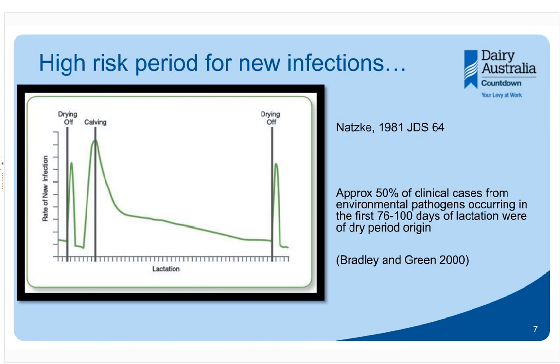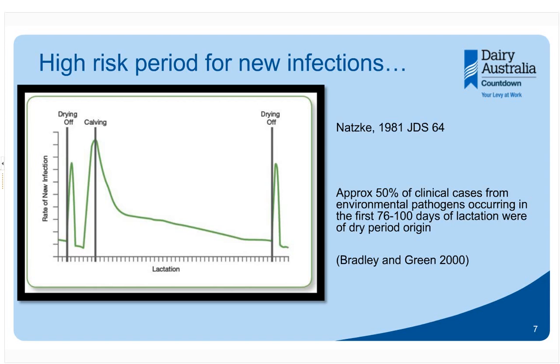This graph was originally produced in 1981 and shows how the rate of new infection changes across the cow's production cycle. This research has been supported over the years, most notably by Bradley and Green's work in 2000, and they showed that approximately 50% of clinical cases from environmental pathogens occurring in the first 76 to 100 days of lactation were actually of dry period origin.